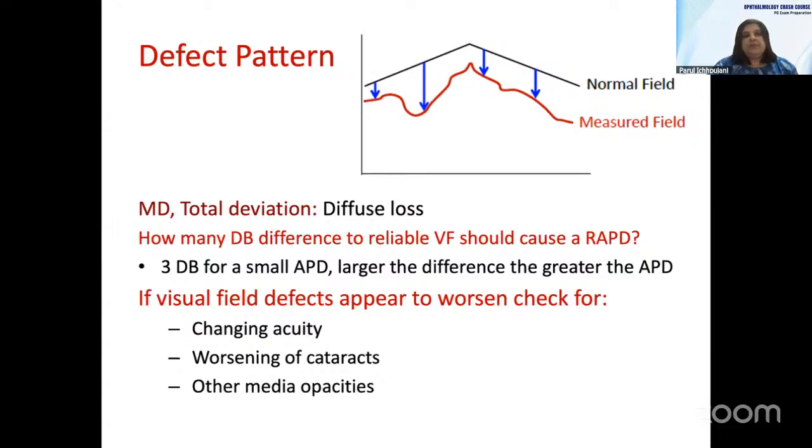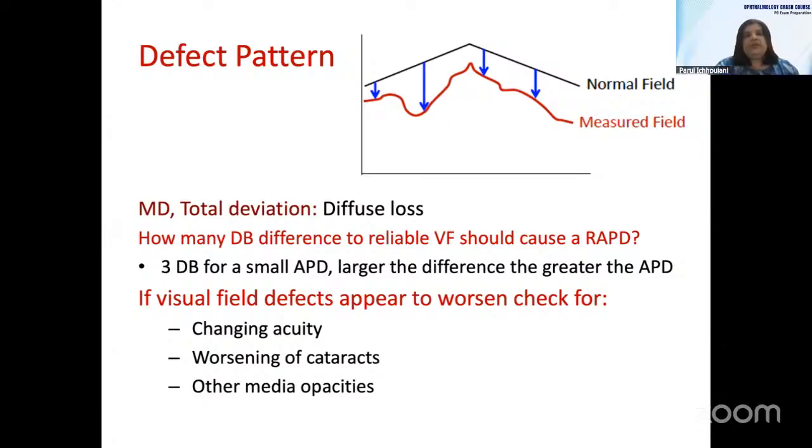Mean deviation, as you all know, is actually nothing but diffuse loss. You must remember that 3 decibels would result in a smaller relative afferent pupillary defect. And if the difference in mean deviation between the two eyes gets more prominent, we will have a more prominent RAPD. So RAPD must always be checked, and that should be correlated with the mean deviation.